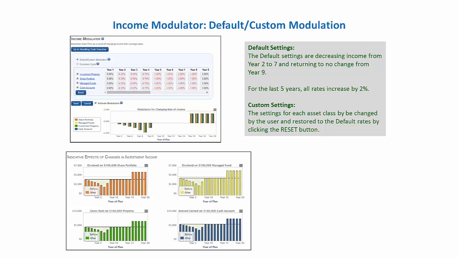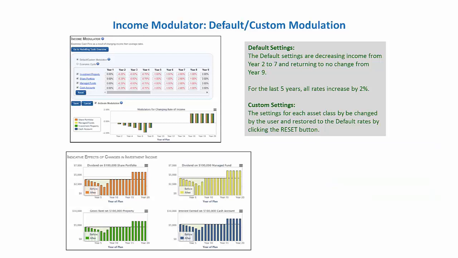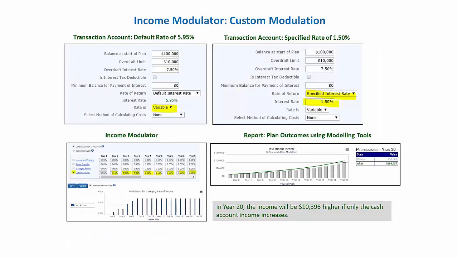At the bottom of the page are a set of indicative effects of changes in investment income, looking at changes in a $100,000 portfolio for shares, managed funds, investment property, and a cash account. The user can change the default settings. In this case, the income has been increased over the years, reason being that the investor is expecting the current historically low returns to return to more long-term returns.